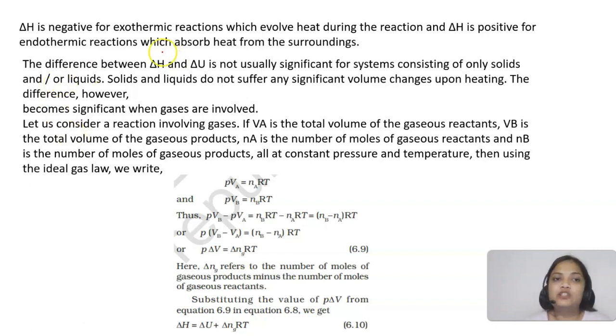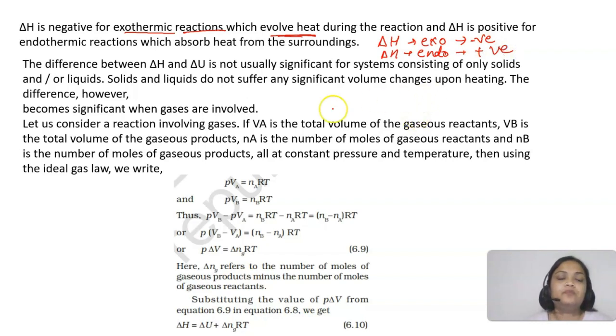Now let's learn more about delta H. Delta H value is negative for exothermic reactions. You know in an exothermic reaction heat is evolved. So delta H for exothermic reactions would be negative because heat is released, and delta H for endothermic reactions, where heat is absorbed from the surroundings, is going to be positive.